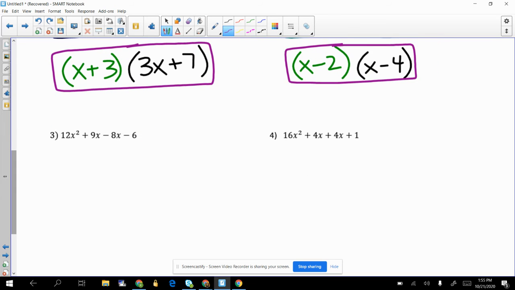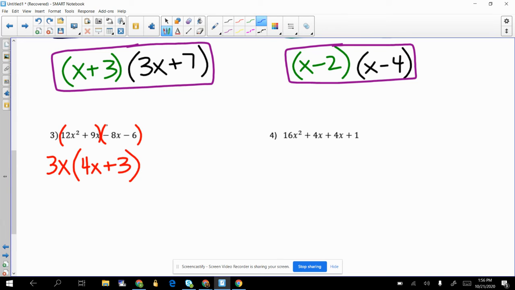Awesome. Moving right along, let's try number 3. We've got to group, because there are 4 terms. And what can we take out of 12x squared and 9x? Well, they both have an x, and they both can be divided by 3. So let's try taking out a 3x, and that's going to leave us with 12x squared divided by 3x, which gives you 4x. And then 9x divided by 3x would give you 3.